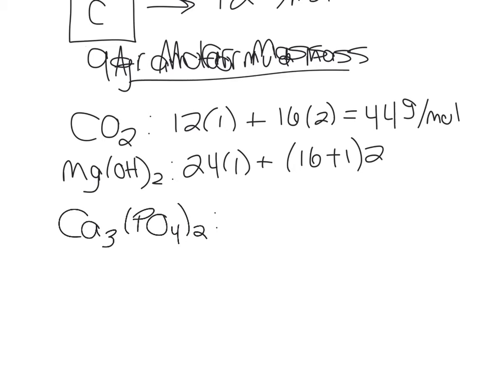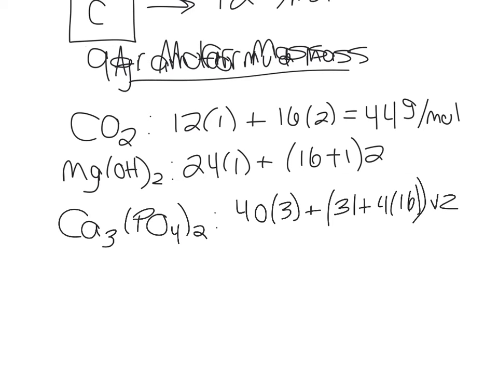We have calcium, which weighs 40, and 3 of them. And then, see that 2 outside of there? There's not 6 oxygens, there's 8, because it's multiplication. So I have 2 phosphorus, and I have 8 oxygens. So again, I like to figure out what the mass of the inside is first, which is 31 for phosphorus and 4 times 16 for oxygen. And then I'm going to multiply that whole thing by 2. That should be an X, a multiply sign. Okay, and then when I put that in my calculator, I get 310.